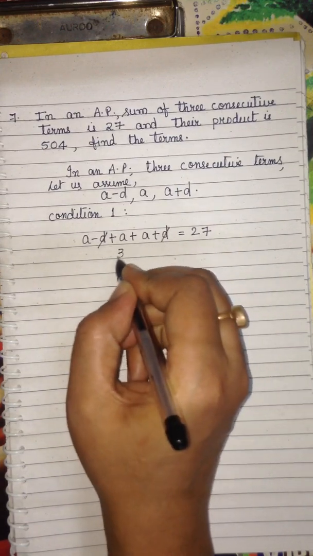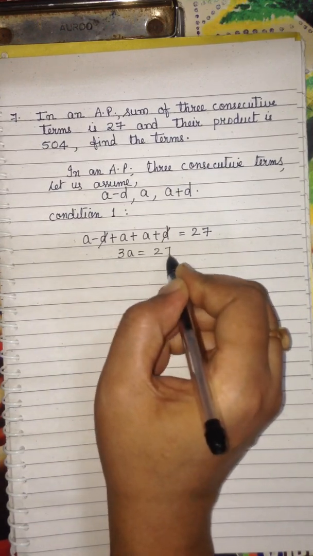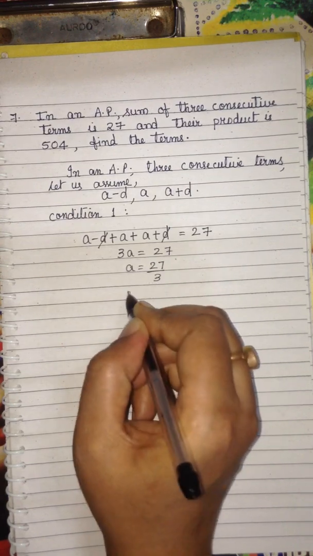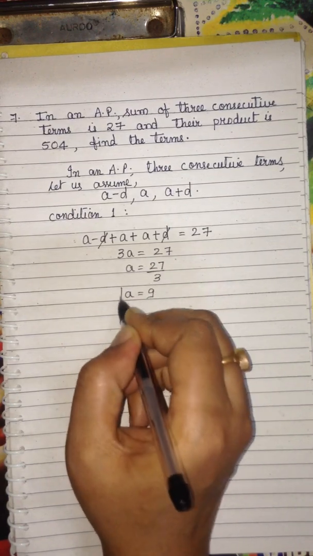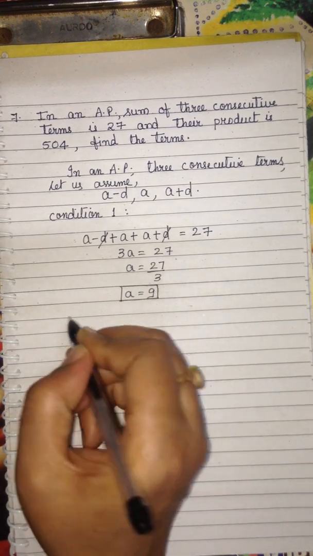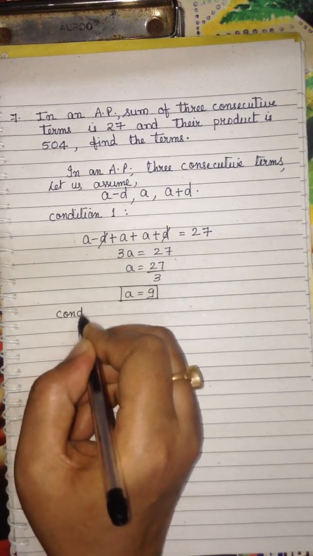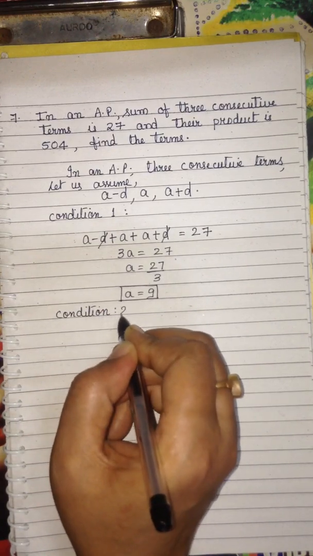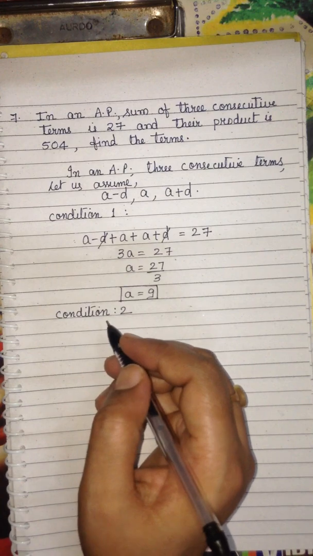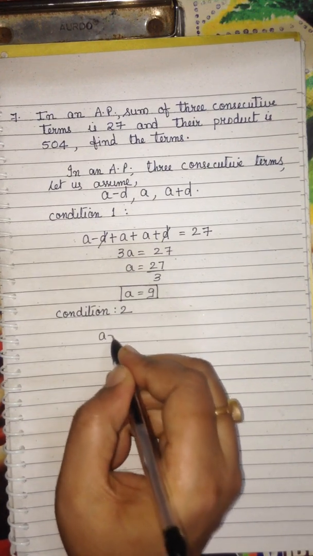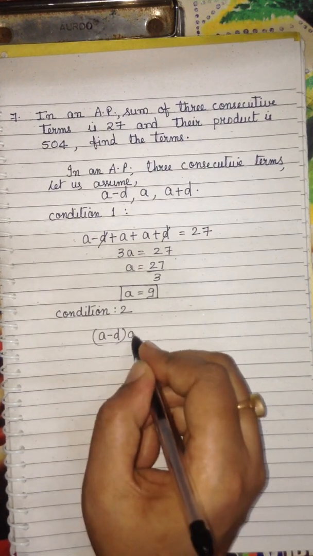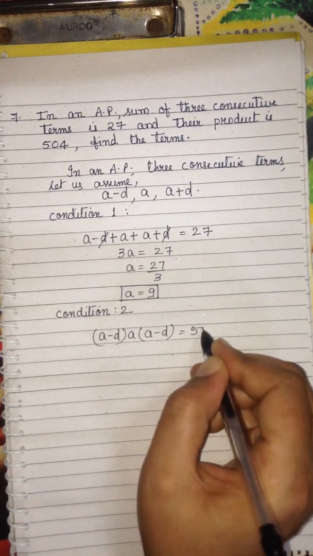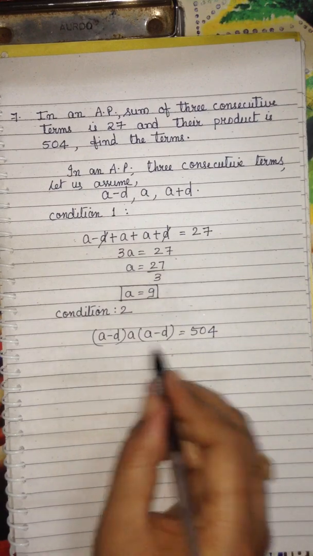So first let us see the first condition, solve it. You will get a as 9. Let us keep it with us. Now what does condition 2 say? The second condition is given as the product. Product means multiplication, children. Multiplication of these three consecutive terms gives you 504.